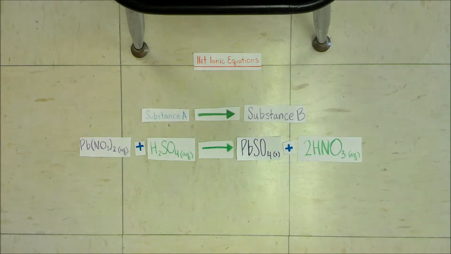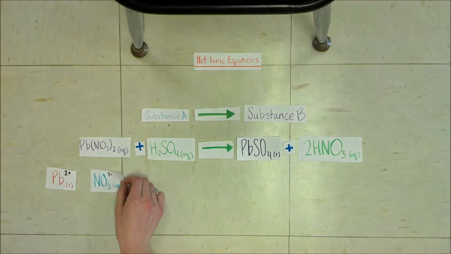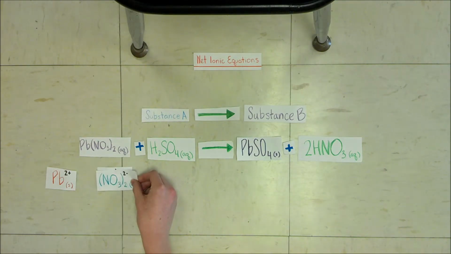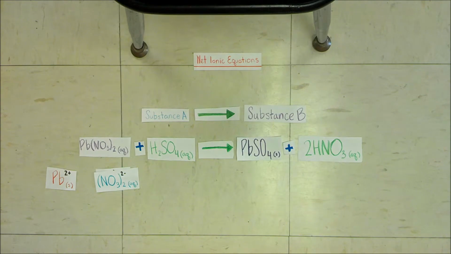The first step of creating a net ionic equation is to separate all of the aqueous compounds into their individual ions. When working with polyatomic ions, do not break them down. So we would break down the first compound, lead-2 nitrate, into lead-2, which has a charge of 2+, and nitrate, which only has a charge of 1-. So that's why there are 2 nitrate molecules in this compound, so that it would balance with the lead. Notice how nitrate isn't broken down into nitrogen and oxygen because it is a polyatomic ion.